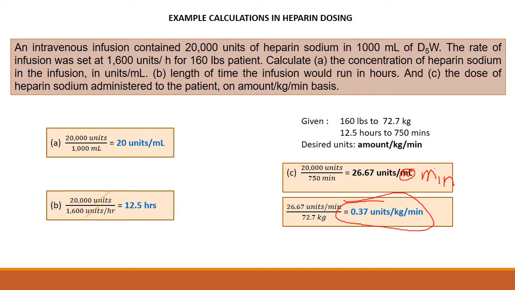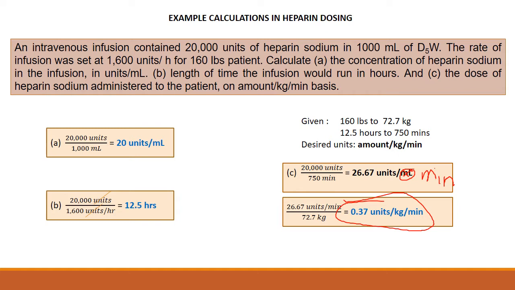Now we are going to do letter C, the dose of the heparin sodium administered to the patient on amount in kilogram per minute basis. Given you already have 160 pounds, so you're going to convert these to kilograms, which is 72.7 kilograms. So your 12.5 hours is converted to 750 minutes. Remember that the desired unit is amount in kilogram per minute. So you have to convert the pounds to kilogram and then hours to minutes. So your answer for letter B is 12.5 hours, so we have to convert that to minutes.